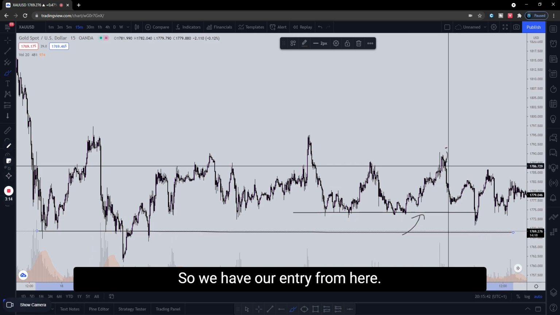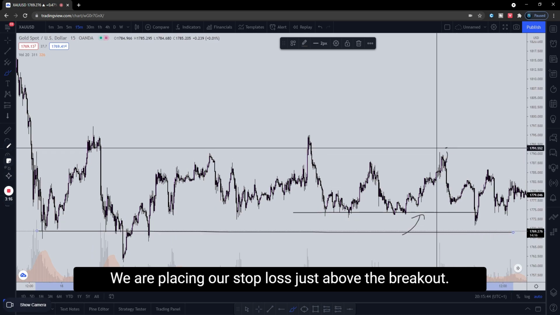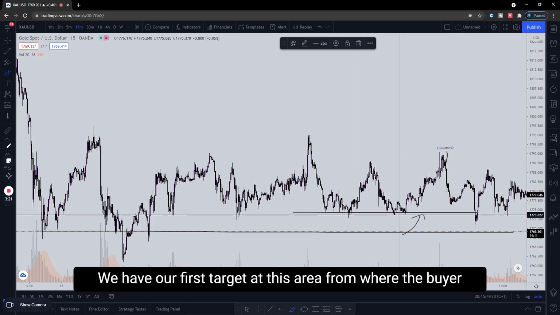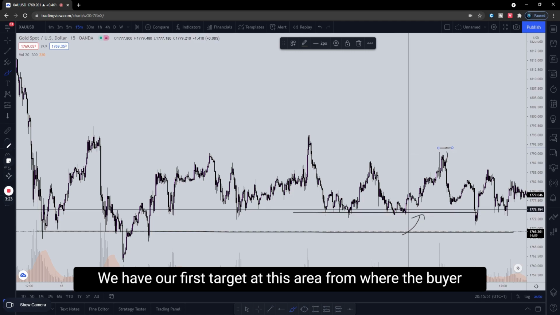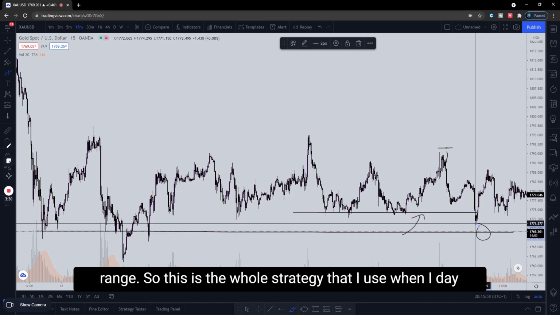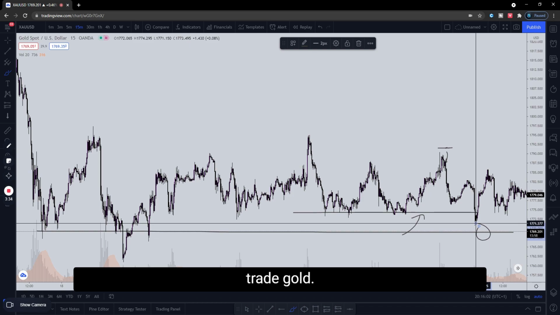So we have our entry from here. We are placing our stop loss just above the breakout. We have our first target at this area from where the buyers started, and our final and second target is the low of the range. So this is the whole strategy that I use when I day trade gold.